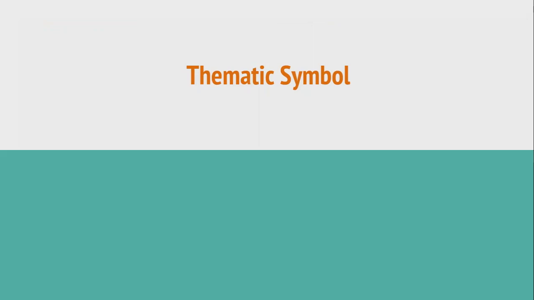The difference between a plot-wide objective correlative and a thematic symbol, in my opinion, is that there's one step added to a thematic symbol. So let's learn what that is. First of all, let's talk about a thematic symbol.